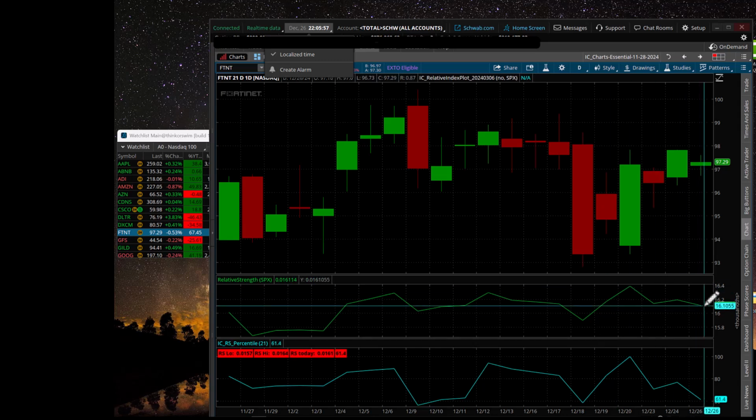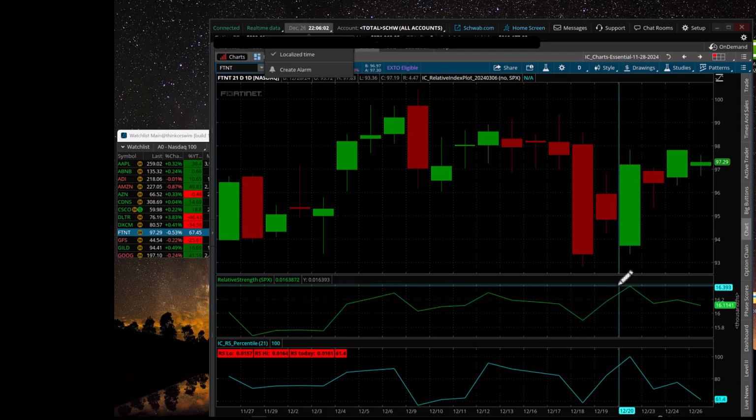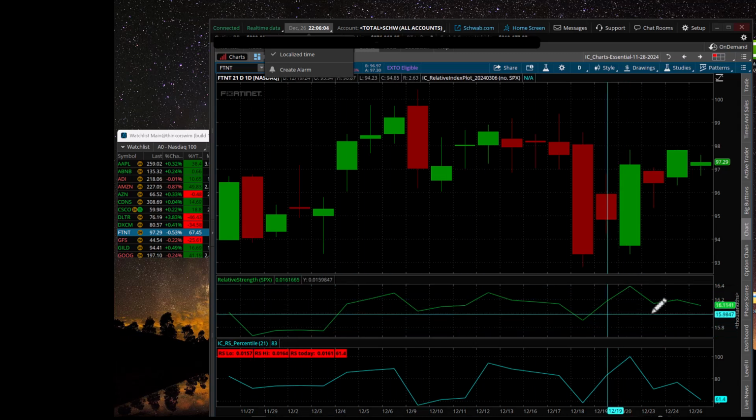So you can kind of see how it looks. Here we are right here, and it's where are you at between the high and the low? As you look in there, it's clearly better than 50. In our case, it's 61.4.